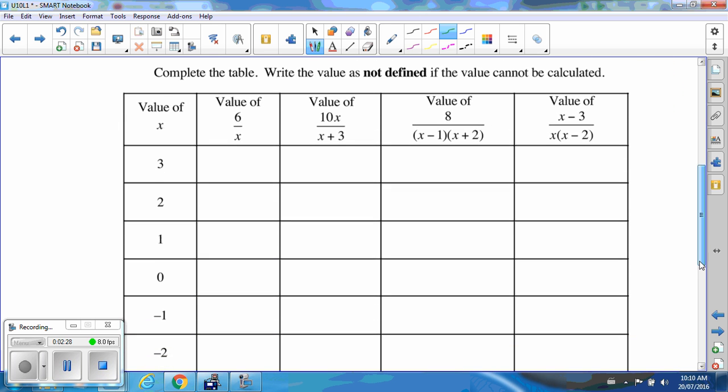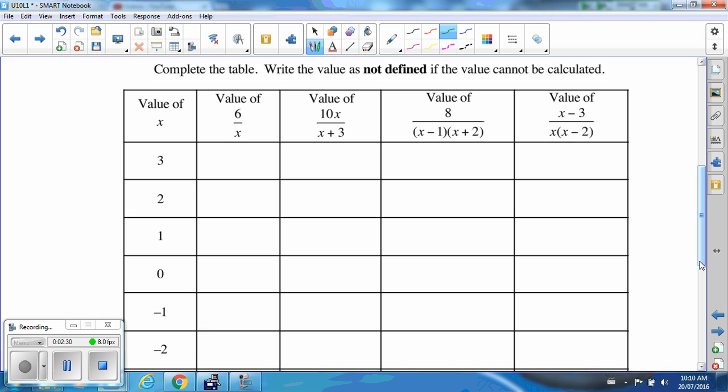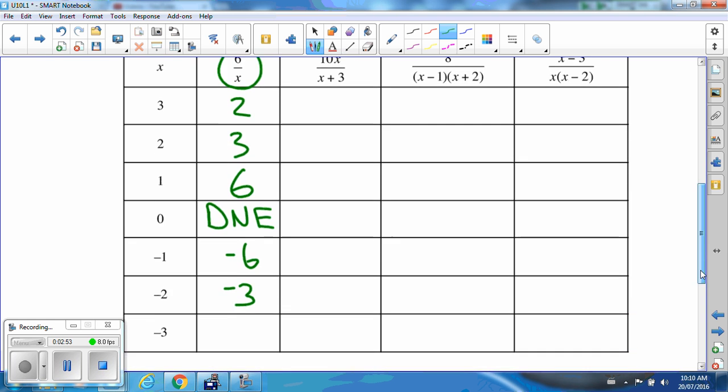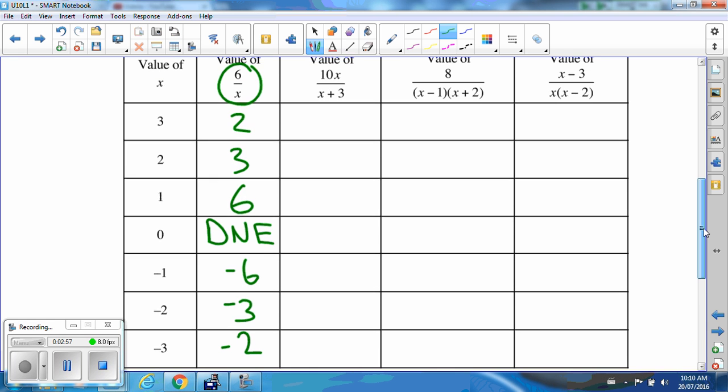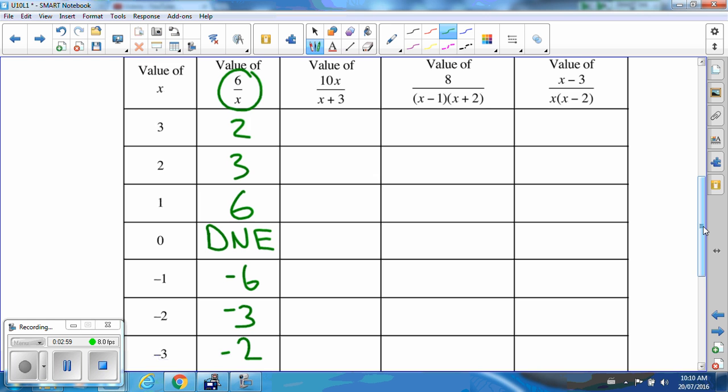So anyway, what we're going to do is put in these pieces. So we're going to evaluate at this thing. If I put in 3, it's 2. If I put in 2, 6 divided by 2 is 3. 6 divided by 1 is 6. 6 divided by 0 is undefined, or does not exist. 6 divided by negative 1 is negative 6, negative 3. And I think there's one more over there. Negative 2. Let's see if I can get everything to fit on one. Oh, look at this. Isn't that great?